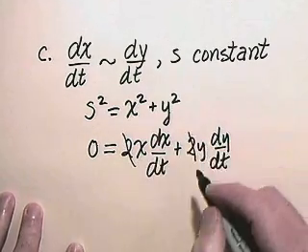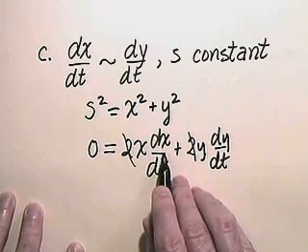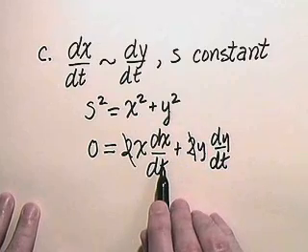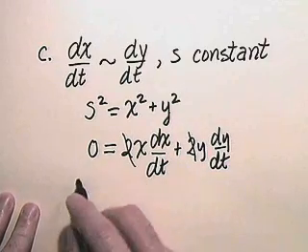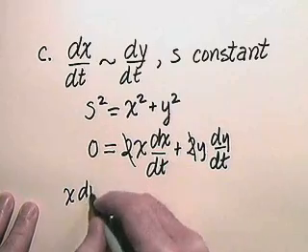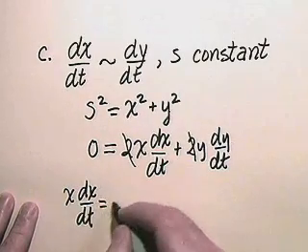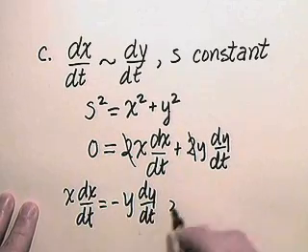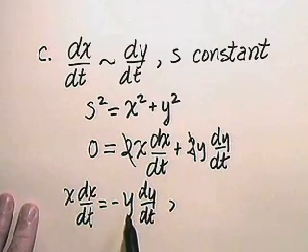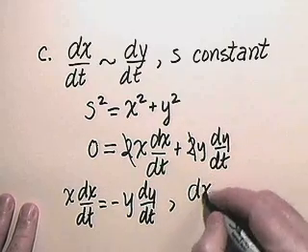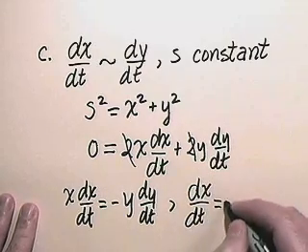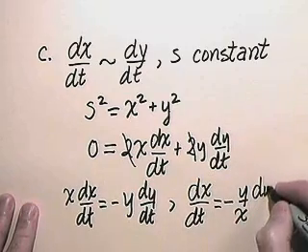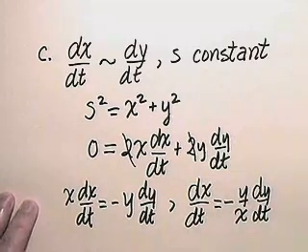Canceling 2's, we can solve this for dx/dt. We would move the terms not involving dx/dt to the other side of our equation, and so we get x dx/dt equals the negative of y dy/dt. And so finally just divide both sides of the equation by x, and we find dx/dt is equal to the negative of y over x multiplied by dy/dt.